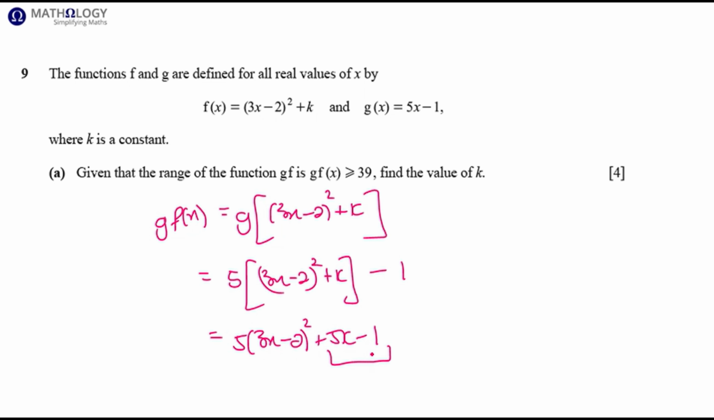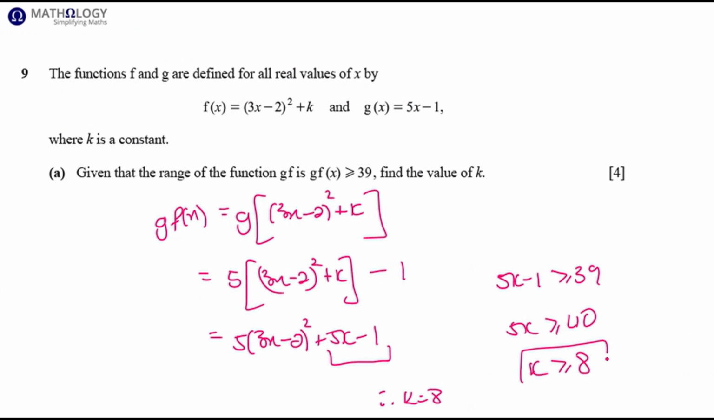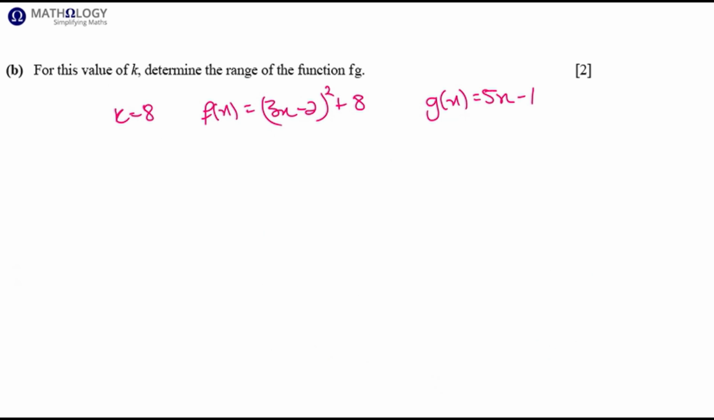The 5k minus 1 represents the y-coordinate of the turning point of this function g of f. And the fact that the range is greater than or equal to 39 means that 5k minus 1 is greater than or equal to 39. 5k is greater than or equal to 40, so k is greater than or equal to 8. So therefore, k must be 8, since this is the value of k that will yield the range that we are given. So the value of k will be 8.